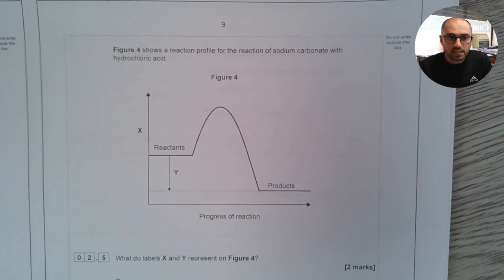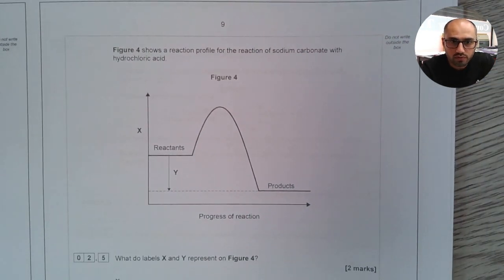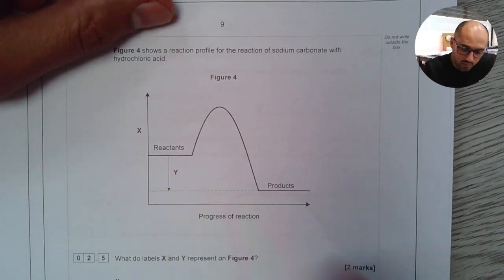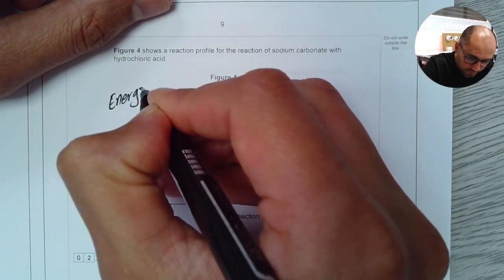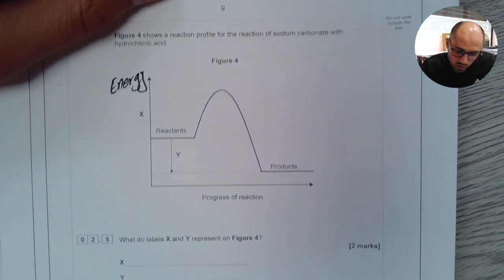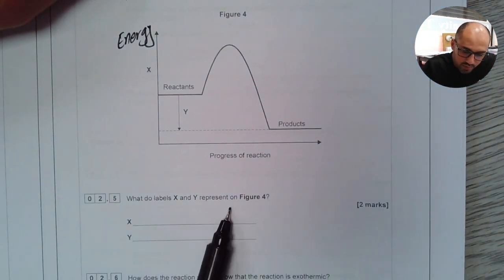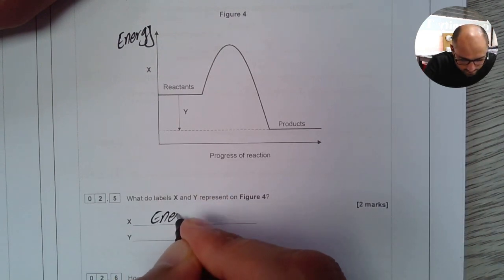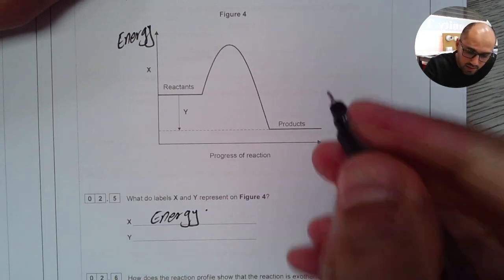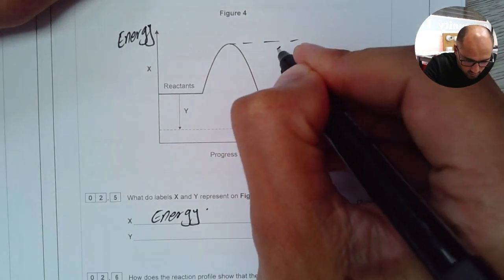For the next part, it says figure 4 shows the reaction profile for the reaction of sodium carbonate with hydrochloric acid. It's an energy profile diagram. You have to remember here it is always energy. Says what do labels X and Y represent on figure 4? So X is my energy.